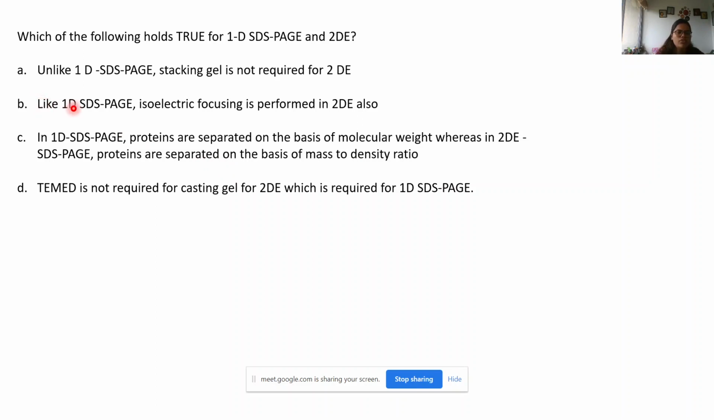So B, like 1D SDS-PAGE, isoelectric focusing is performed in 2DE also. So in 2DE, you are performing isoelectric focusing, but in 1D, you are not using isoelectric focusing. You are just using SDS-PAGE for your separation. So this is an incorrect statement. Now coming to option A, unlike one-dimensional SDS-PAGE, stacking gel is not required for 2D, which is correct. You only require resolving gel in case of two-dimensional electrophoresis.